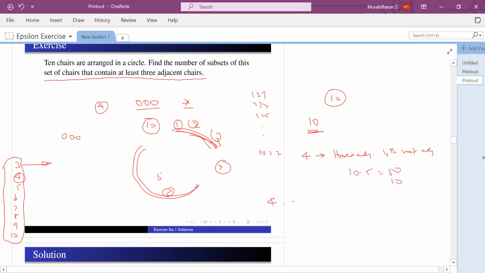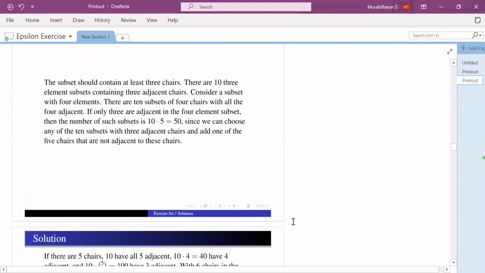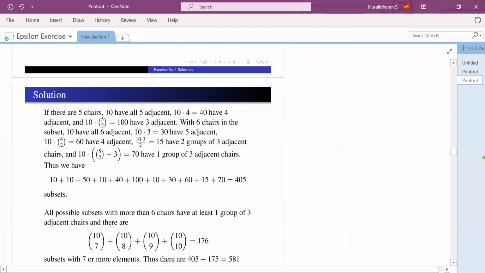So the four element subsets are 60. Three element subsets, we already know, it is 10. Similarly, five element subsets we've got to count for all of them. So let's look at this, we already know five chairs, that all five are adjacent in 10 ways.